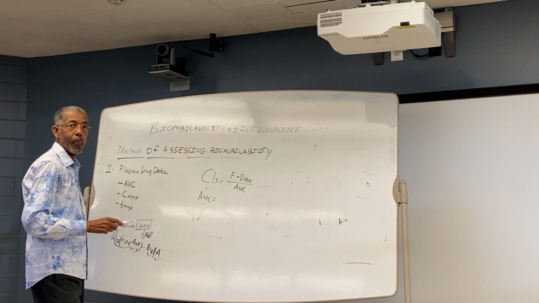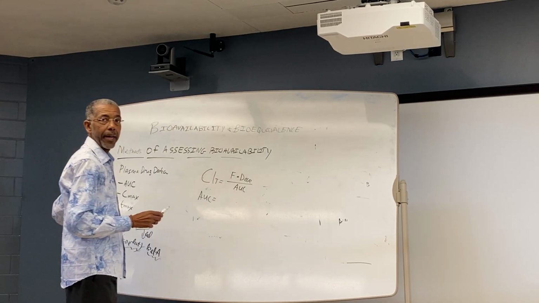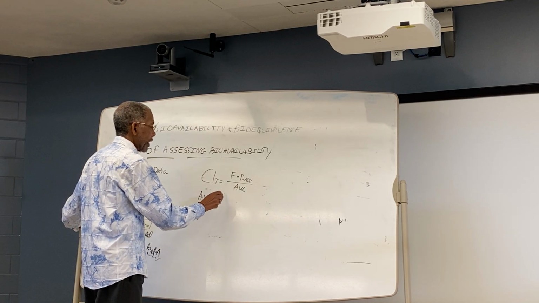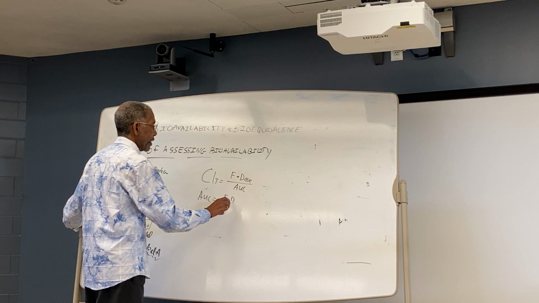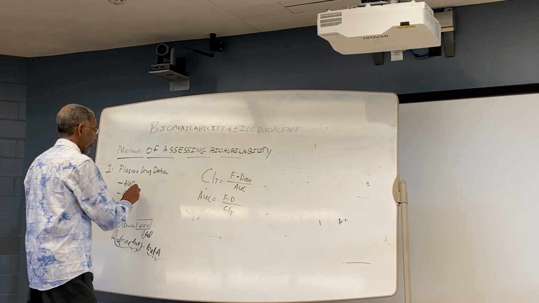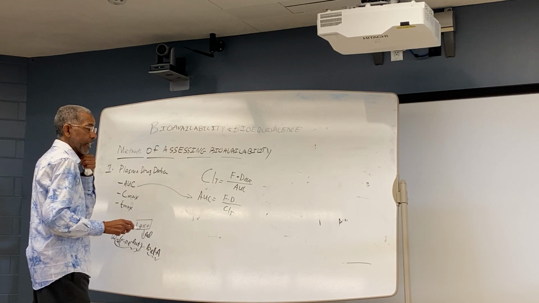Somebody said they were just repeating F times D. Yeah, if it was an IV dose, we wouldn't have F there. That F is the absolute bioavailability. So area under the curve can be calculated as F times D divided by total clearance. So that's one way we can calculate the area under the curve.